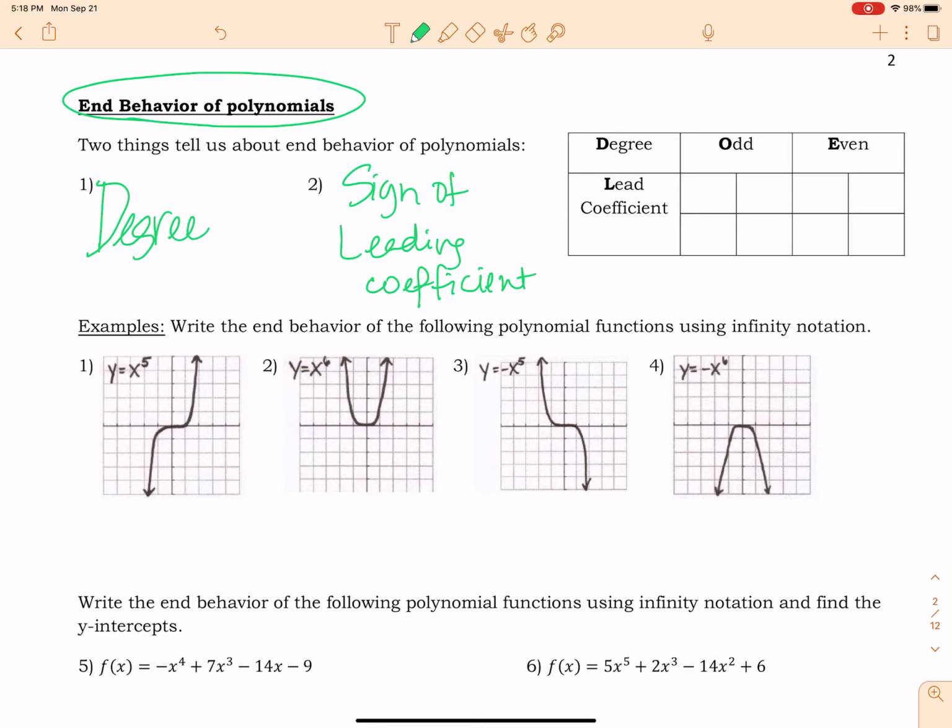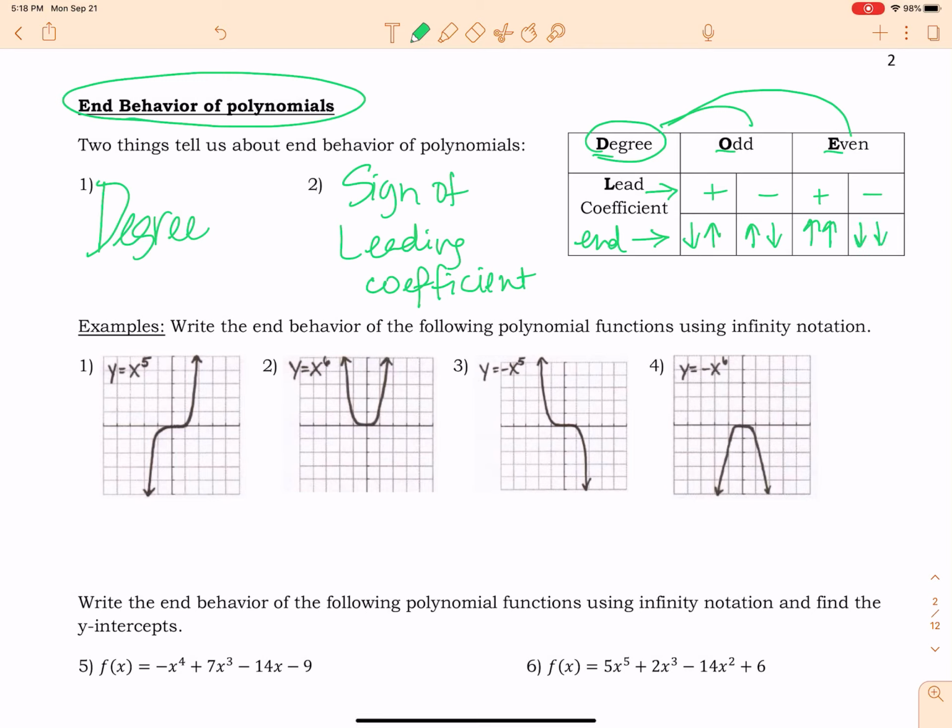All right, so I've made a little chart here for you. I call it the DOE chart. So our degree is either odd or even, and your lead coefficient is either positive or negative. And then this right here shows us what our end behavior would look like. So if we've got degree odd, leading coefficient positive, it's down, up. And then for odd negative, it's up, down. For even positive, it's up, up. And for even negative, it's down, down.